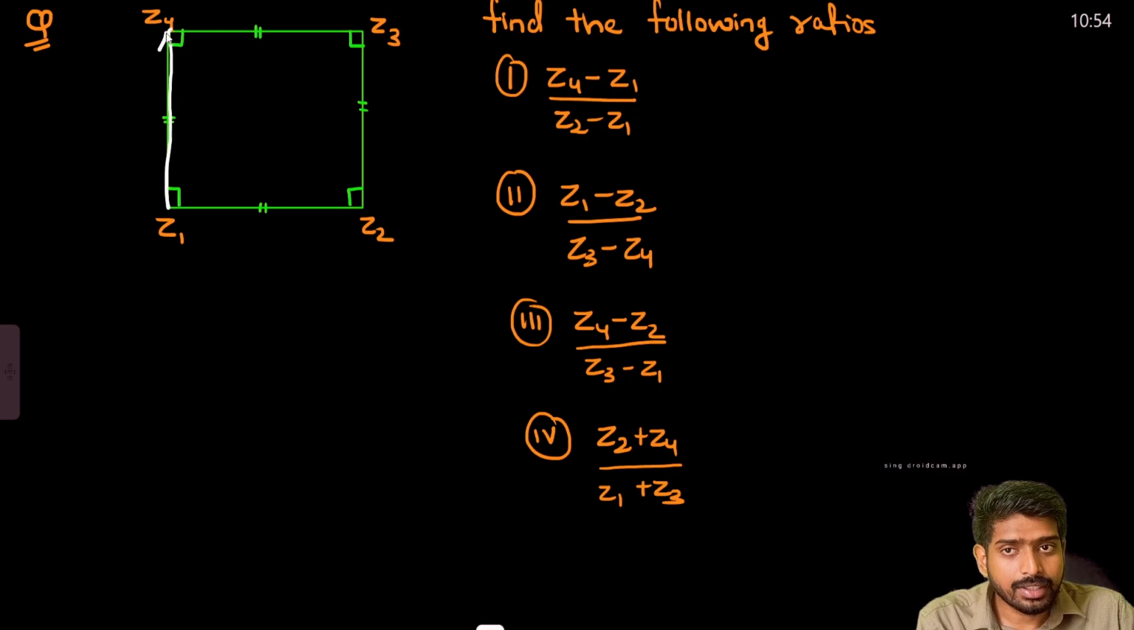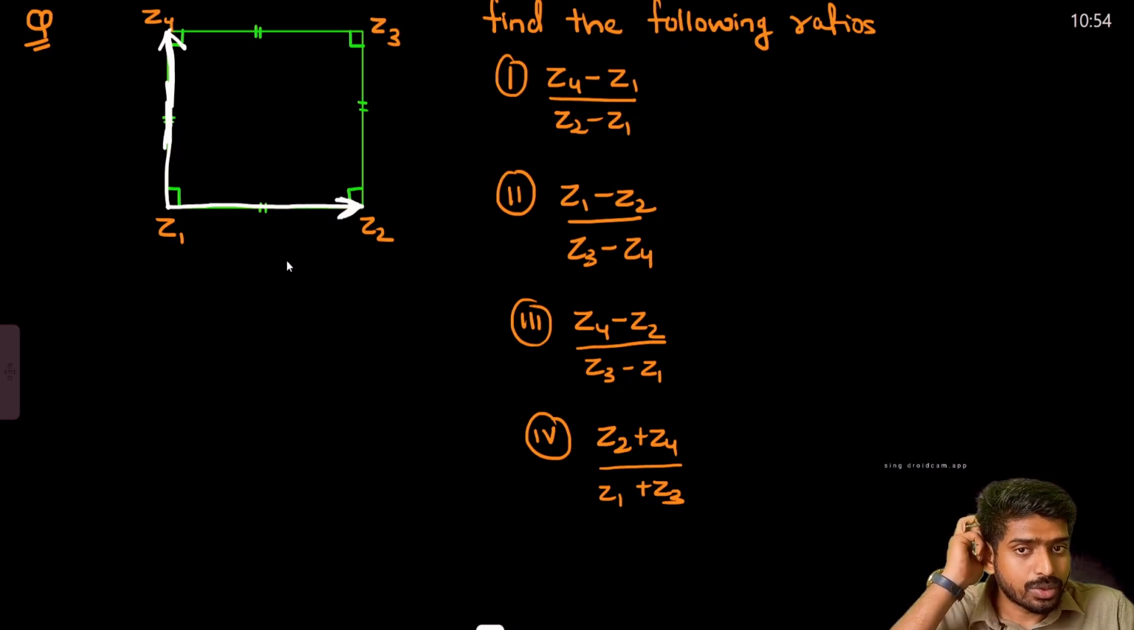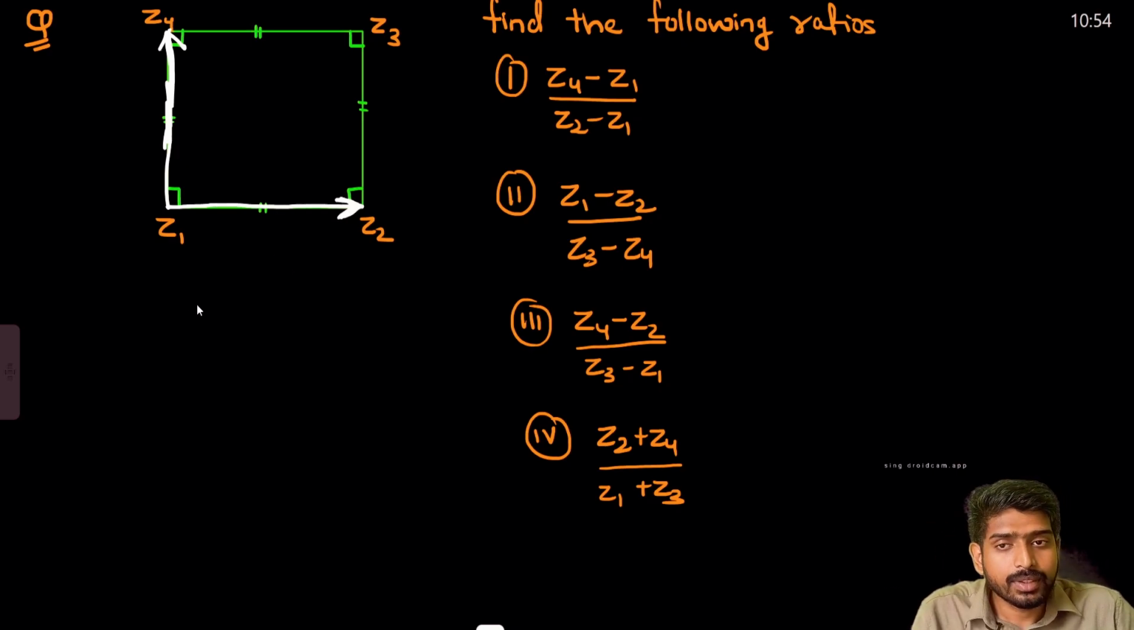Z4 minus Z1 is this vector, right? And Z2 minus Z1 is this vector. Got it? So what can I write here? I can write here that this Z2 minus Z1, if I rotate this Z2 minus Z1 by 90 degrees, I'll get this Z4 minus Z1, right?